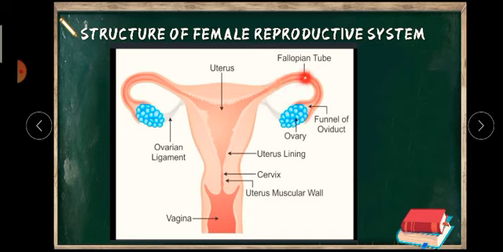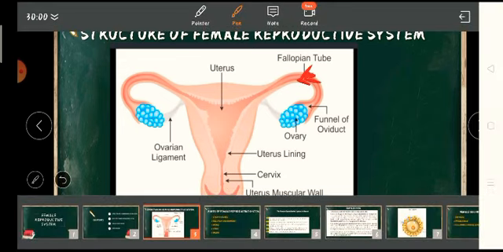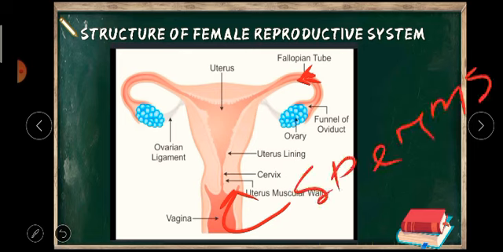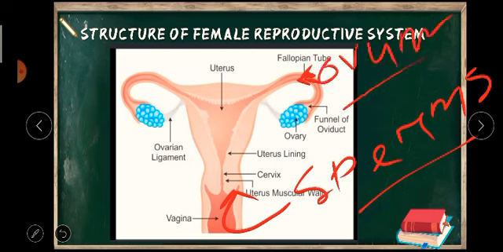In this whole process, suppose the ovum has reached here, and at the same time the woman experiences sexual intercourse. At the same time, if she undergoes sexual intercourse, then what is going to happen? The sperms are going to enter through the vagina of the woman. The sperms are the male gametes, and this ovum is the female gamete, which is present inside the female body. The sperms are not present inside the female body. They come from outside, from the male reproductive system.